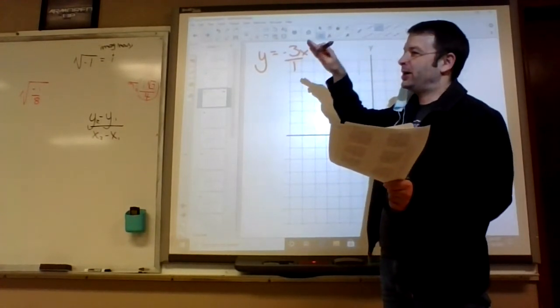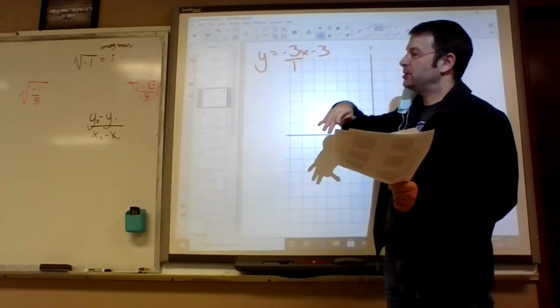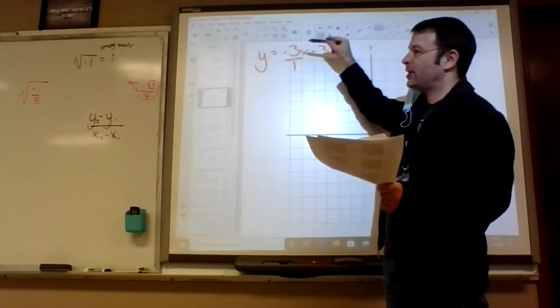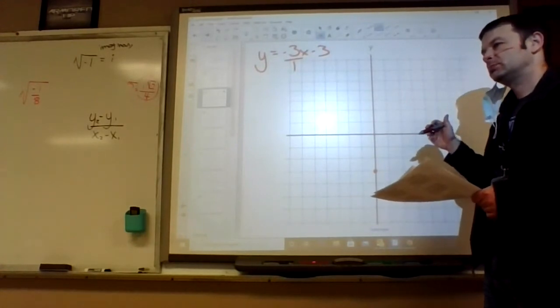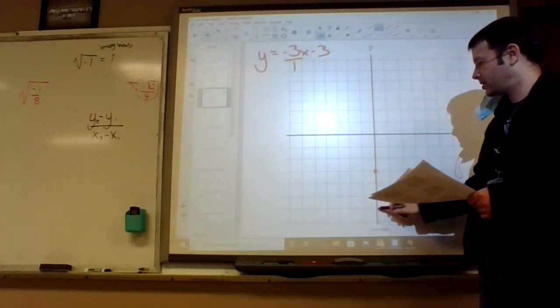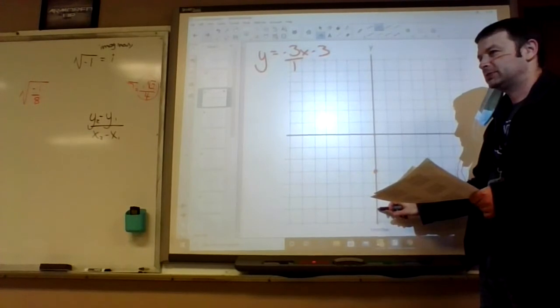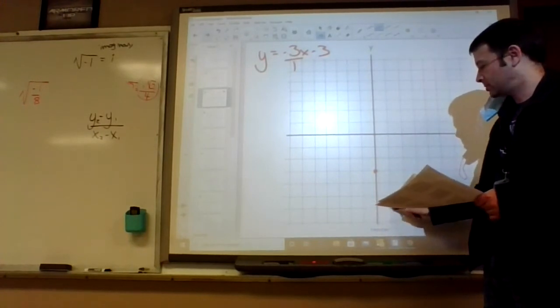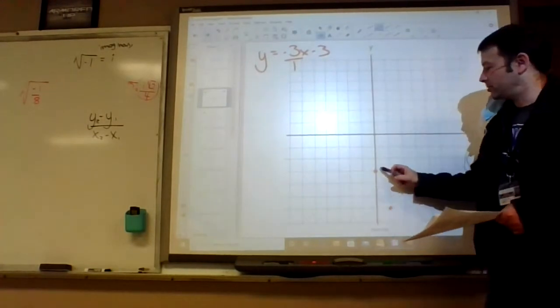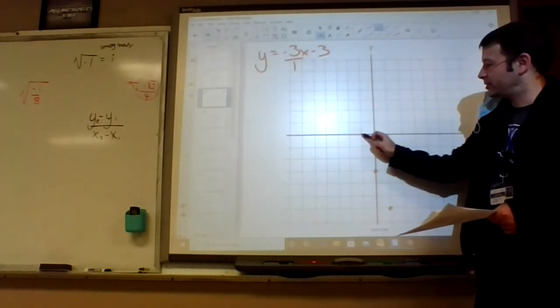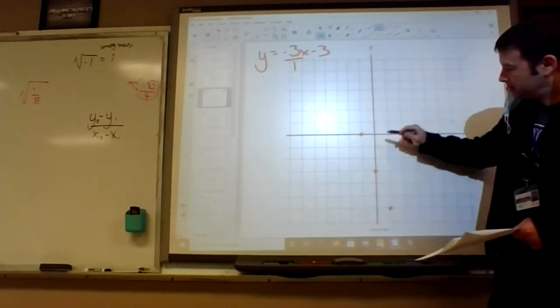Okay, it's rise over run. So what does negative 3 rise mean? Down 3, and then where do I go? Over 1. Okay. So we could do it backwards, right? Down 3, right. So let's go backwards. Up 3, back 1. Should be on this one.